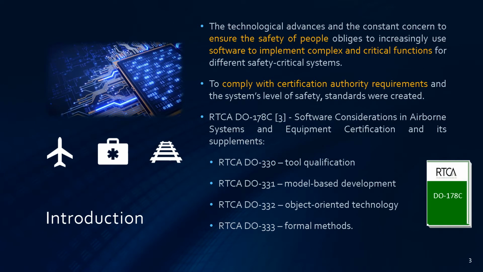The technological advances and the constant concern to ensure the safety of people oblige us to increasingly use software to implement complex and critical functions for different safety critical systems. Not only for the aeronautic area, but also for medical, railway, and others. The aeronautic area identified the necessity of establishing certification authority requirements to allow the development of safety-critical software. Due to it, standards were created to provide guidelines for the development and define objectives to be accomplished.